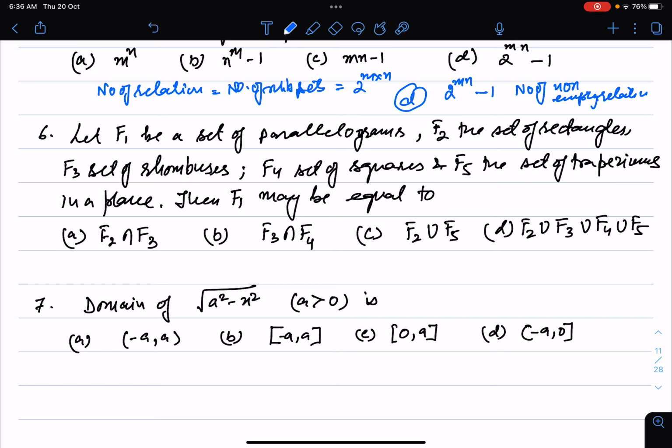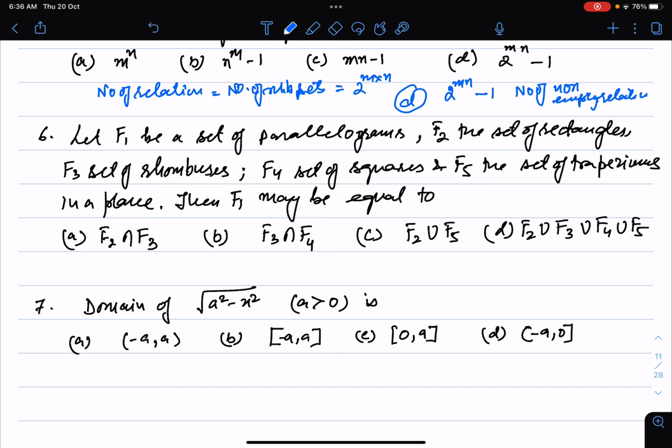What is a rectangle? In a rectangle all the angles are 90 degrees, right? Like this. Let me draw. This is a rectangle. This is 90 degrees. And your rhombus is like this. The angles are not 90 degrees over here. If I draw the diagonals in a rhombus, they cut at 90 degrees, and over here the diagonals do not cut at 90 degrees. The angles are not 90 degrees. So the intersection is phi. There is nothing in it.